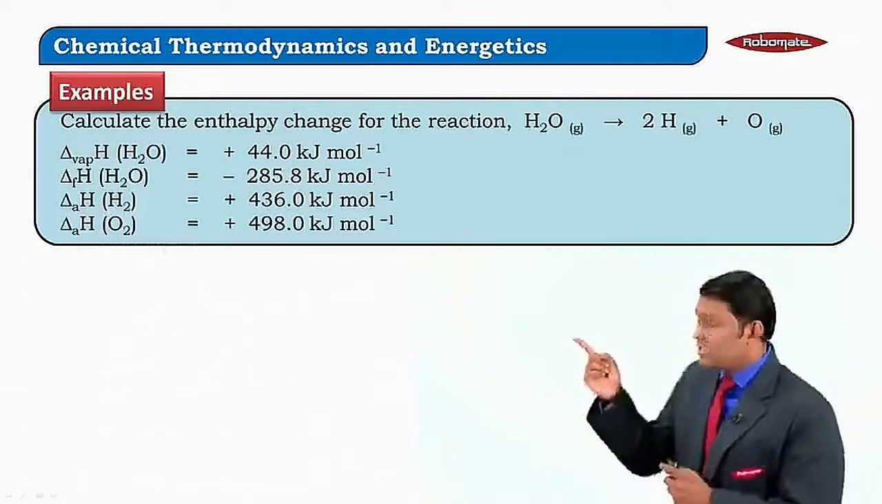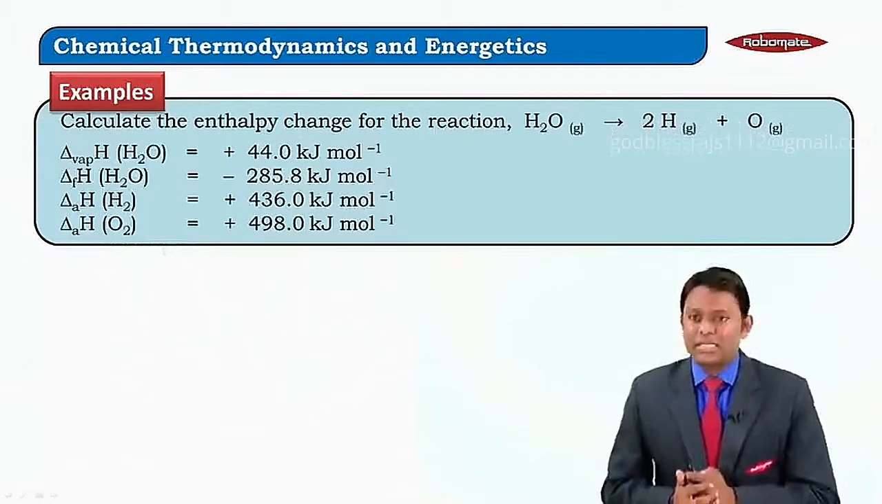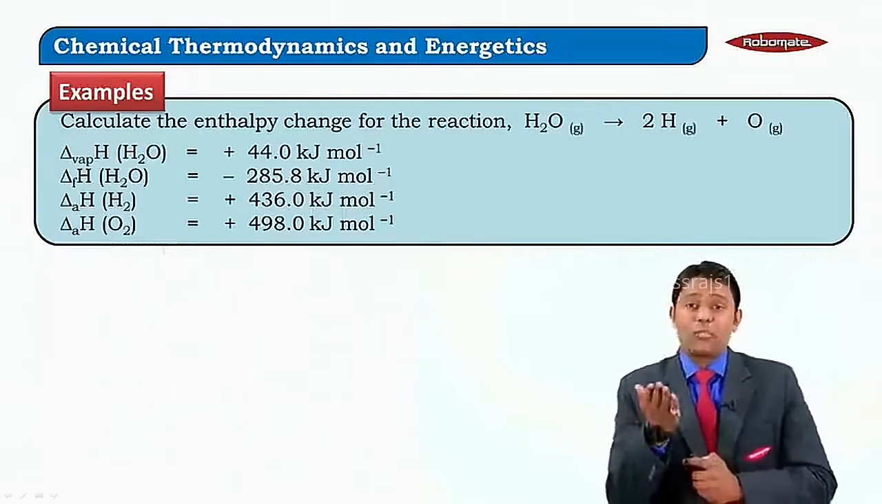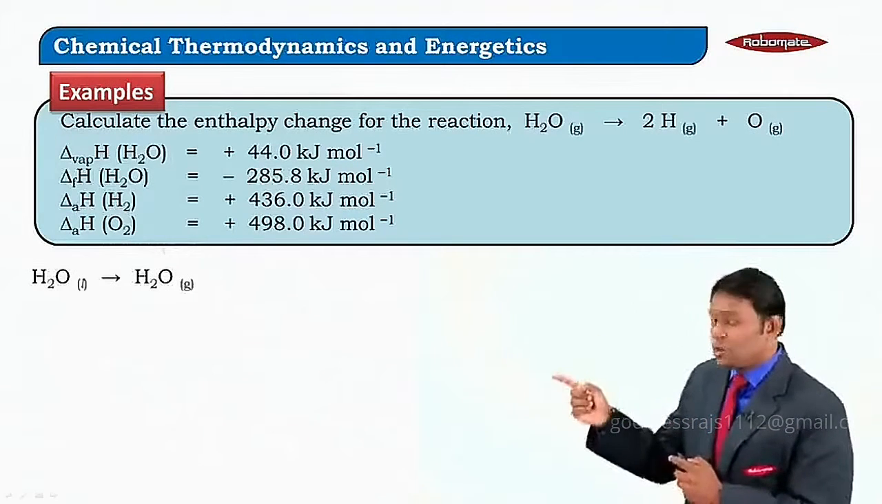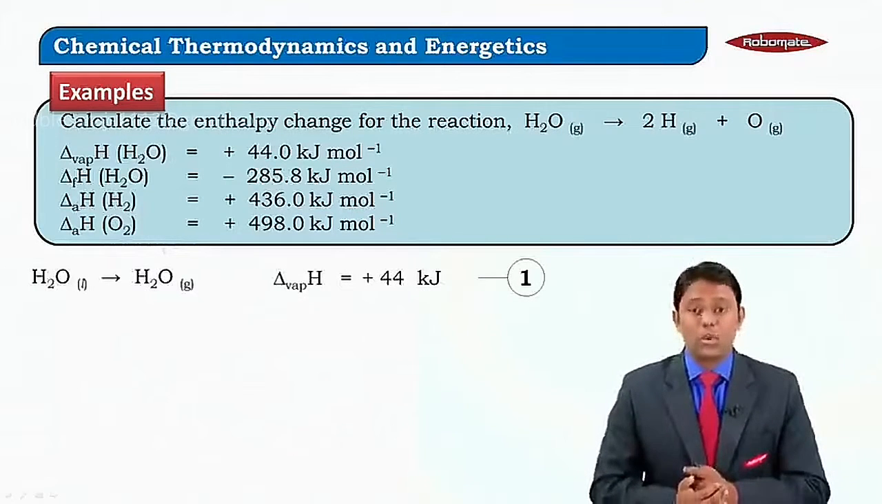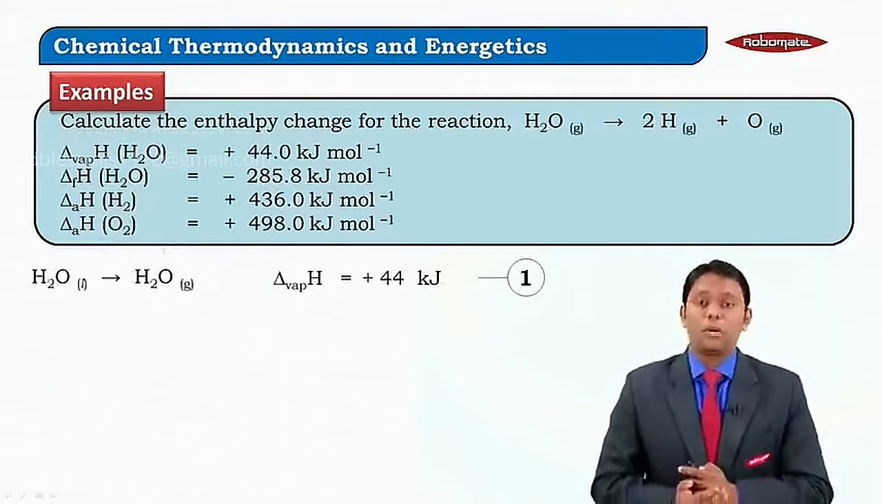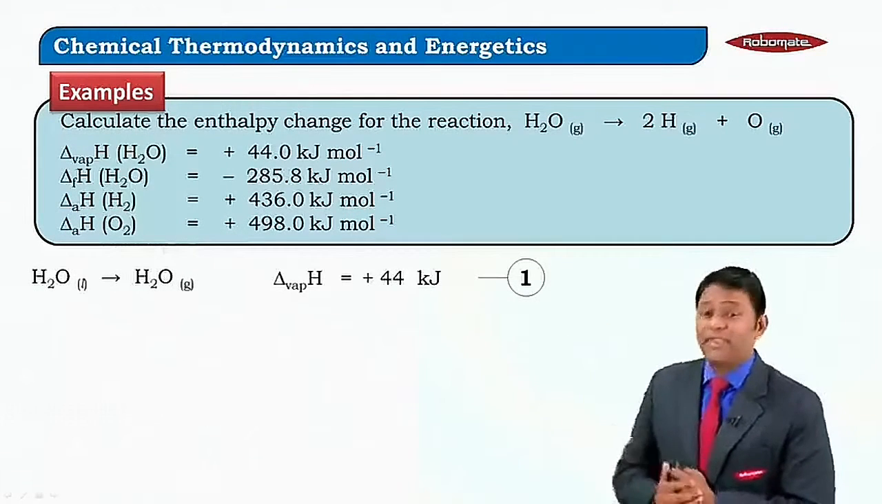The first thing given in the data is the enthalpy of vaporization. Enthalpy of vaporization means the molecule is getting converted from liquid to gas. That means H2O liquid is getting converted to H2O gas, only then the value is so and so, that is 44 kilojoule per mole. If you see the second given data, that is delta H of F, that is formation.